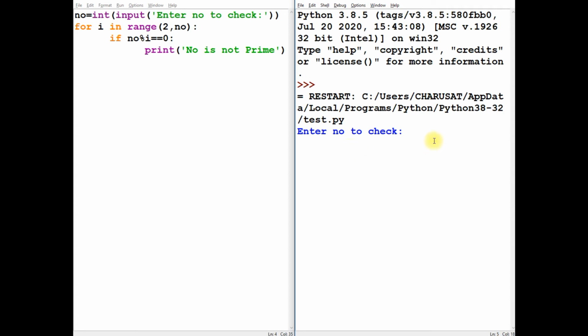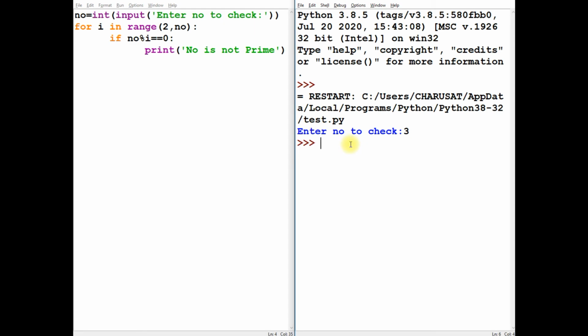Okay, so enter number to check. It is asking me number. Let us say number 3. So nothing happened. Why? Because 3 is the prime number. Here it will start from 2, it will go up to 3. That means there is only one possibility, I will be 2. So 3 divided by 2 equal to 0, false. Print number is not prime. So this part won't be executed.